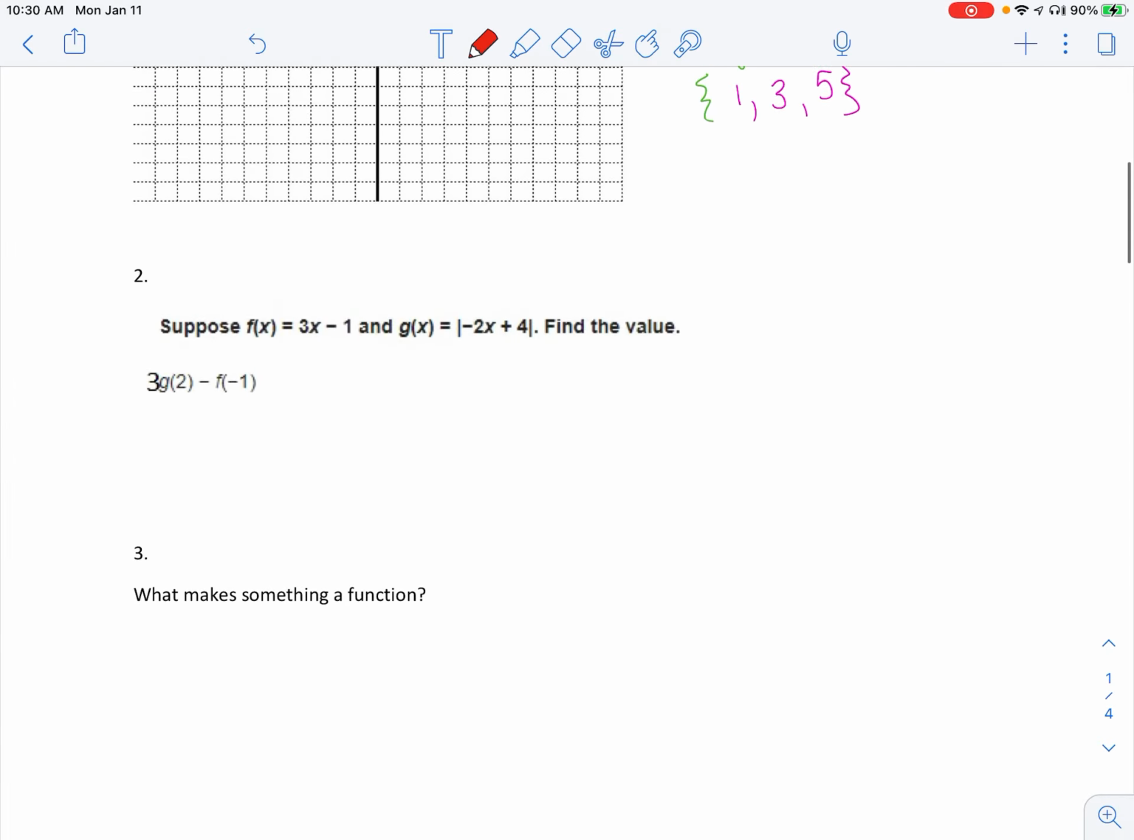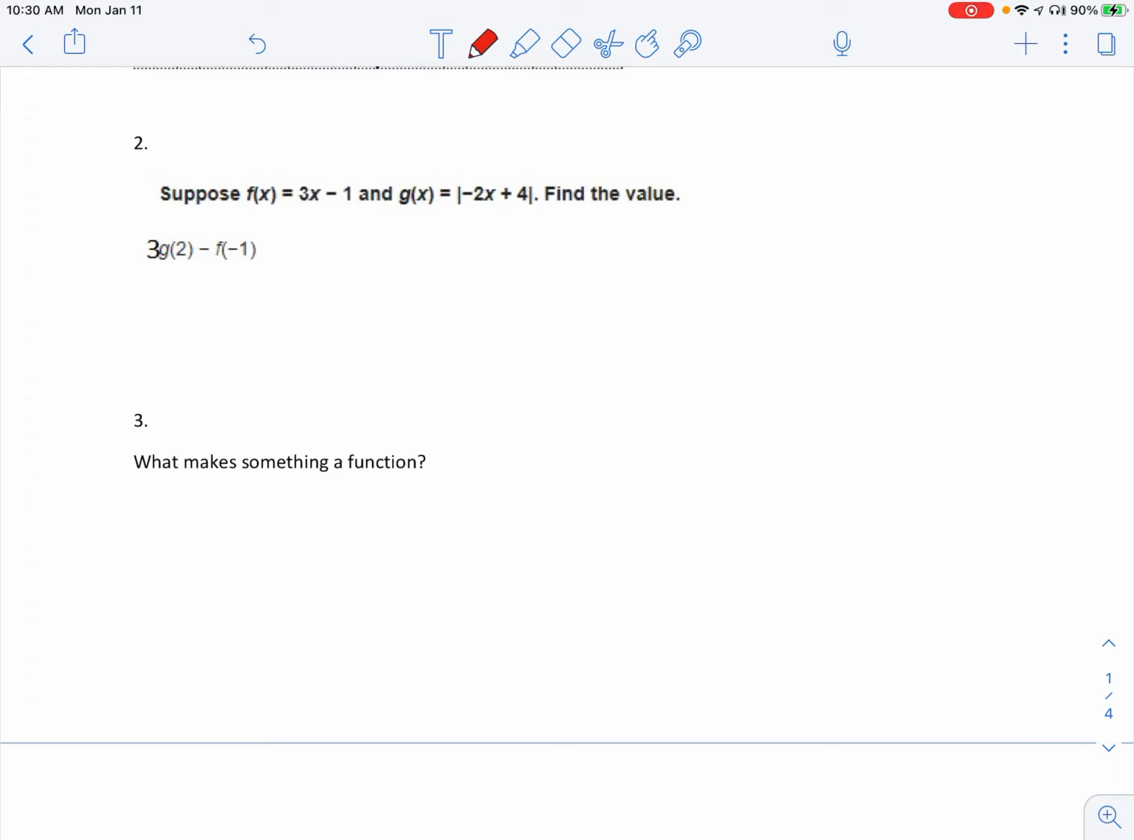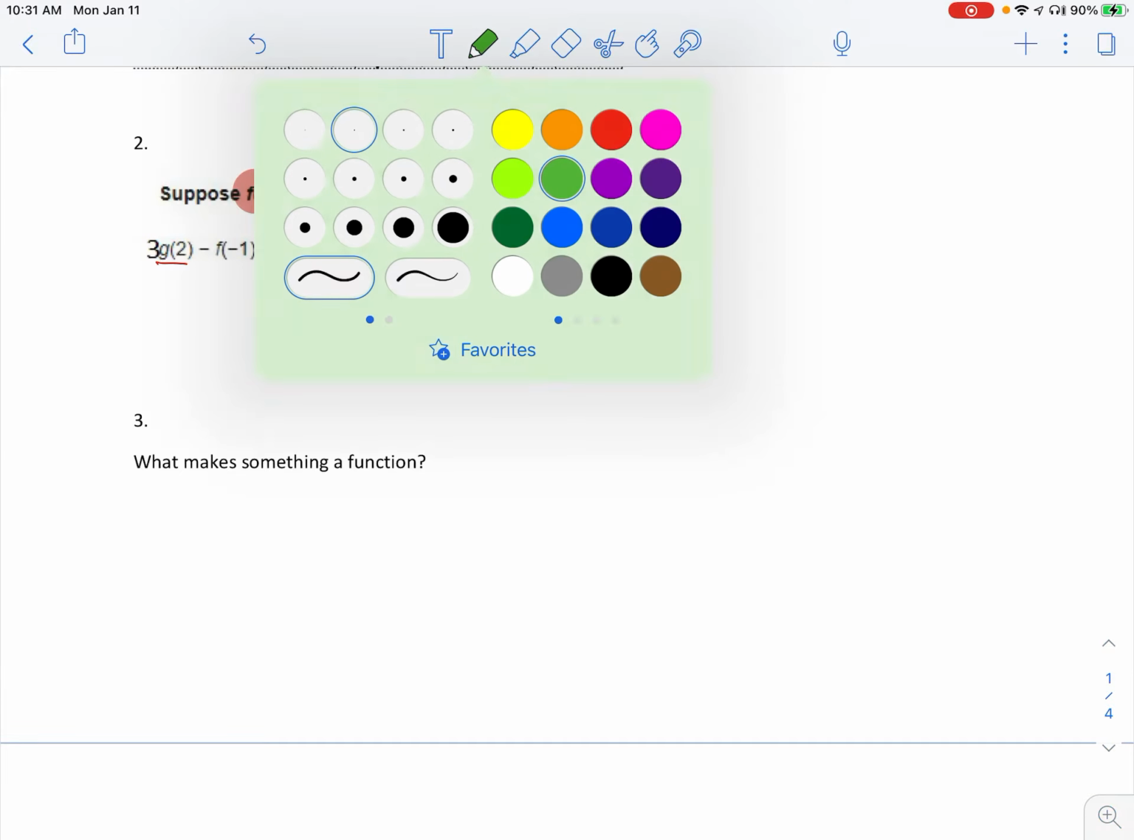Number 2, suppose you have a function f of x equals 3x minus 1. I'll highlight that in red. And g of x, I'll highlight that in green, is the absolute value of -2x plus 4. Find the following value. Let's start with finding g of 2, and then we'll have to multiply that by 3. G is green. I'll try to color code for you guys.